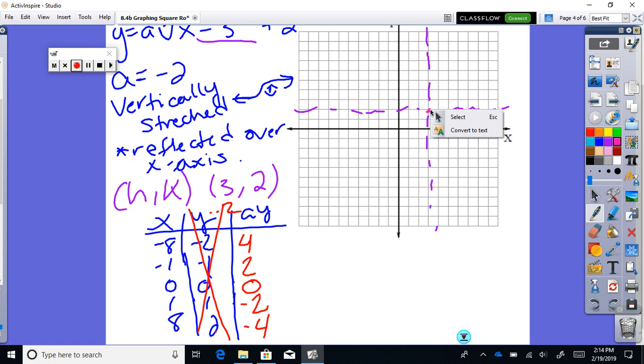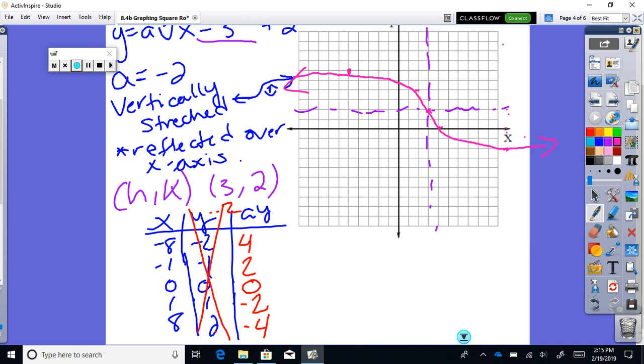So -8 from our shifted point and up 4. -1, up 2. 0, 0 is that h, k point, over 1 down 2, and over 8 down 4. So this is my new graph.